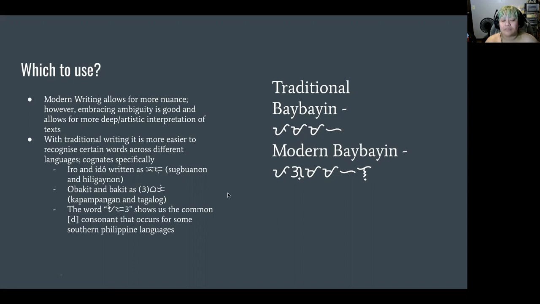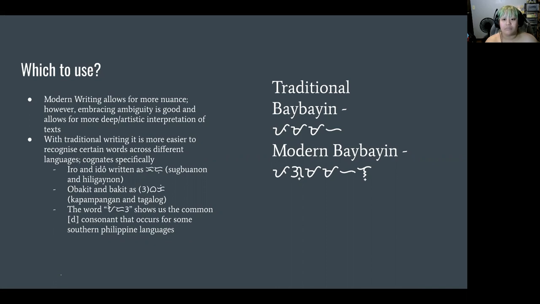This word here shows us the common D consonant or D/R consonant that occurs for some southern Philippine languages. The D consonant is more common down south, while the R consonant is more common up north, or just generally the Tagalog region. So this word means day. In Tagalog, it's araw. In Bicol is aldao.